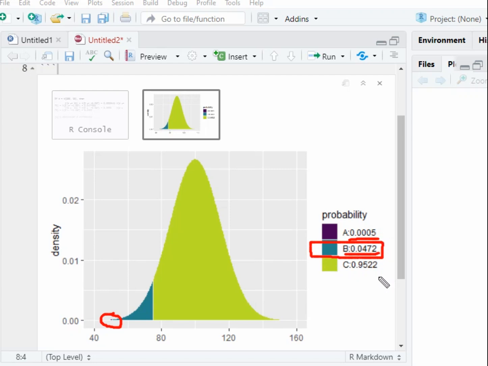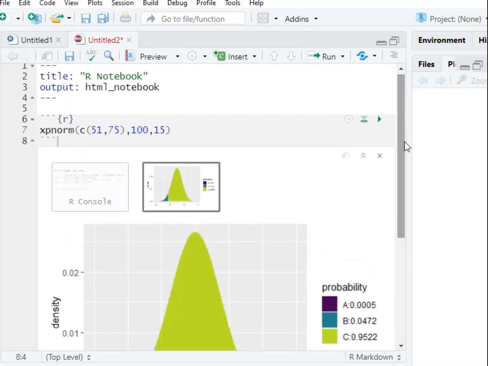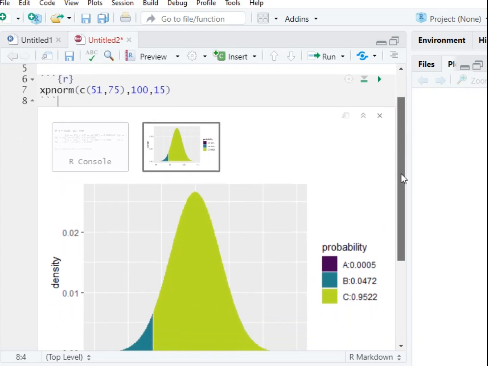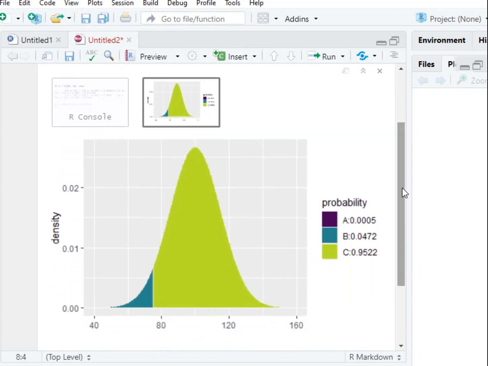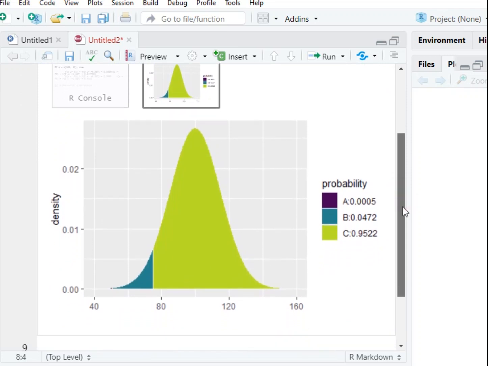Okay. The probability that your IQ is between 51 and 75. All right, so it appears that approximately 4.72% of the world are morons.